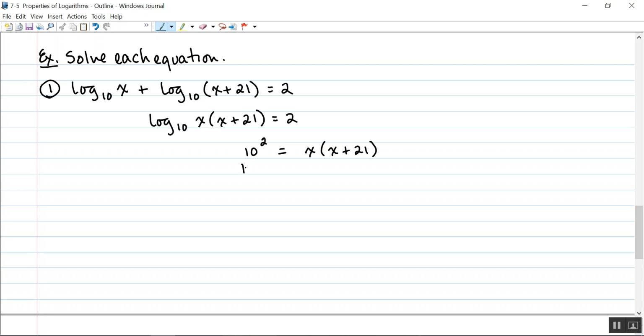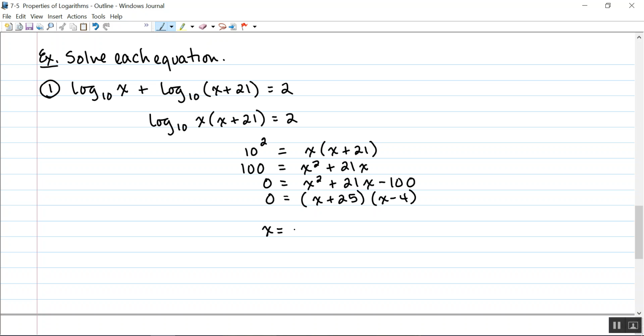Now I have an equation I can solve. So that's 100 equals x squared plus 21x. This is a quadratic equation, so I want to make it equal 0, so I'll subtract 100 on each side. And factoring this, I'll get x plus 25 times x minus 4. So that means that x is equal to negative 25 and x is equal to 4. But looking back at my original equation here, I cannot take the log of a negative number. My x always has to be positive. So it's not negative 25, so x is equal to 4.